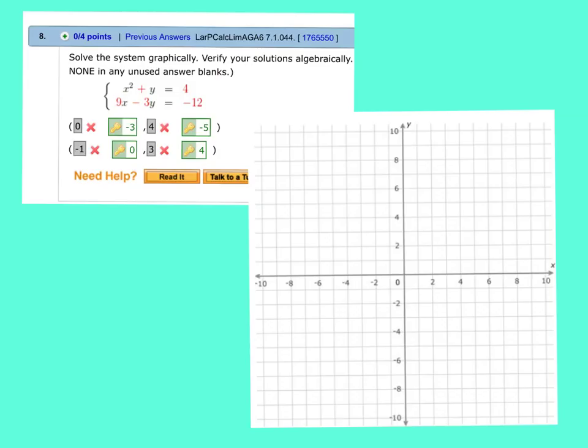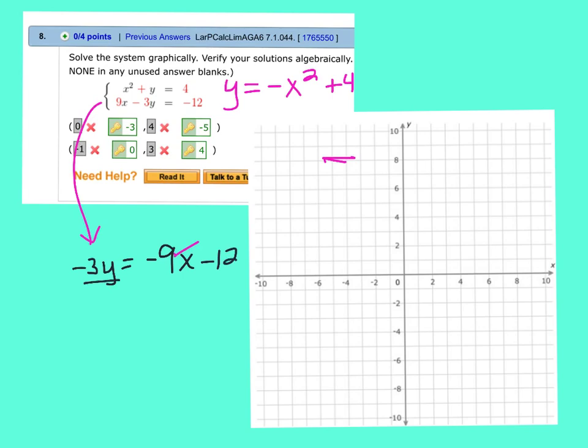Okay, this is number 8 from the homework. It says solve the system graphically. So I've got x squared plus y equals 4 at the top. I'm going to change this so that it's in standard form for a parabola, which is going to be y equals negative x squared plus 4. And then the bottom, I'm going to solve this as a line. So it's negative 3y equals negative 9x minus 12. And then divide everything by negative 3. And I get y equals 3x plus 4.